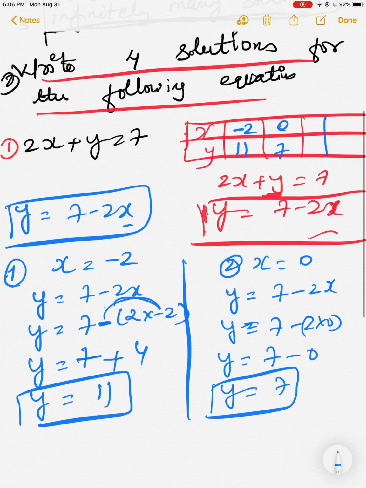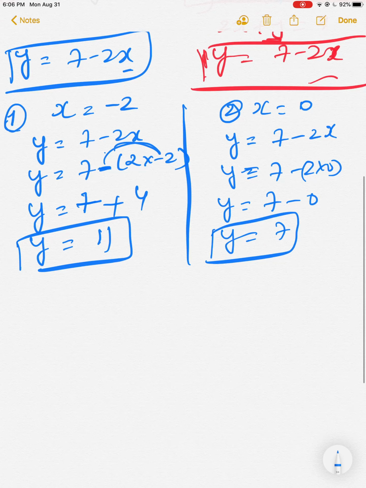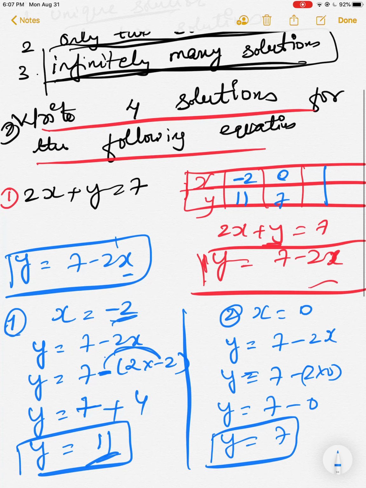Third value we have to take. The third value, we have to find 4 solutions. That means, I already taught you about a solution. Solutions mean if x is equal to, here, the first case, -2 and 11, then if we substitute these in the LHS, that should be equal to your 7.